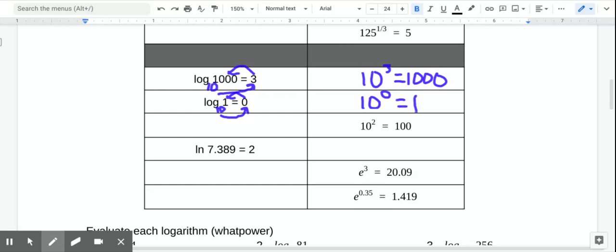And this one we want to go the other direction. So it's log, notice the base is 10. You don't have to write that. The exponent goes over here. So this is log of 100 equals 2.